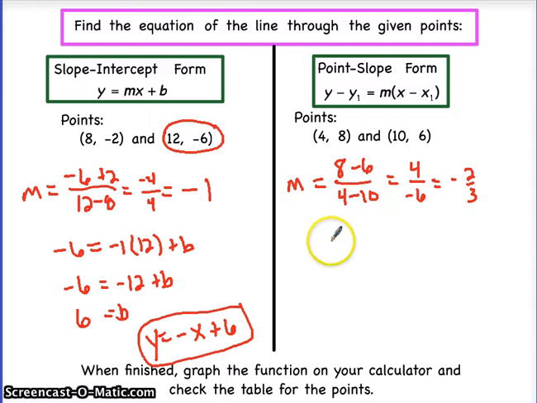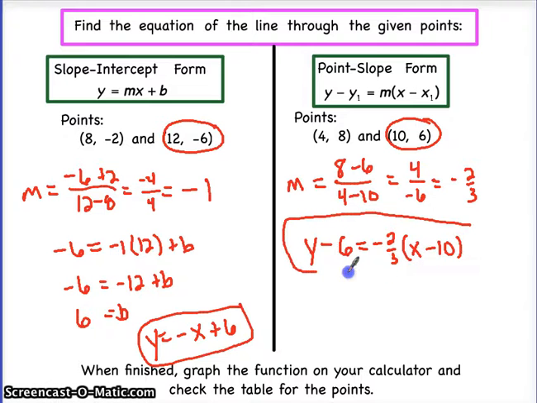But now, in point-slope form, I don't have to do quite as much work. y minus, and again, I'm just going to pick my second point, doesn't matter first point or second point, y minus the y-coordinate equals the slope times x minus the x-coordinate, and you are already in point-slope form.